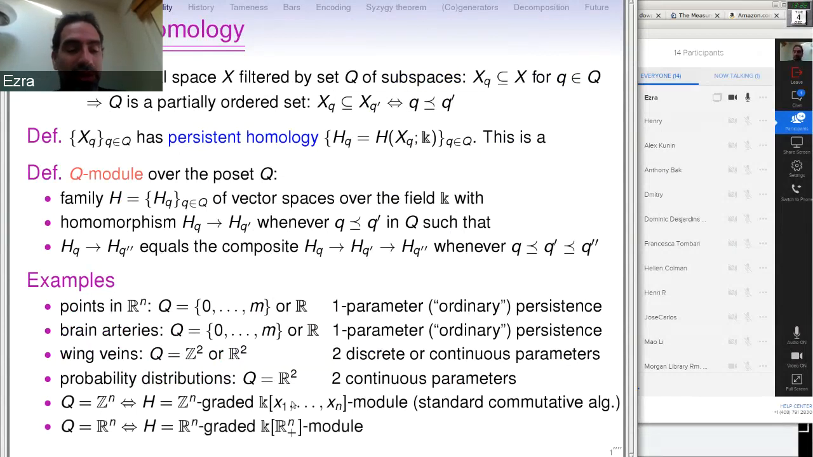And similarly, if you take Q to be R^n, then you're going to get an R^n-graded module over this funny ring, where the funny ring is like polynomials. It is polynomials, except that the exponents are allowed to be real instead of integer. So it's like a real exponent polynomial ring, right? This is just to say that if you want to be thinking about this in terms of commutative algebra, you can. We won't exactly. We'll be taking some hints from commutative algebra, but we'll be thinking in terms of more combinatorics and modules over posets and these kinds of things.